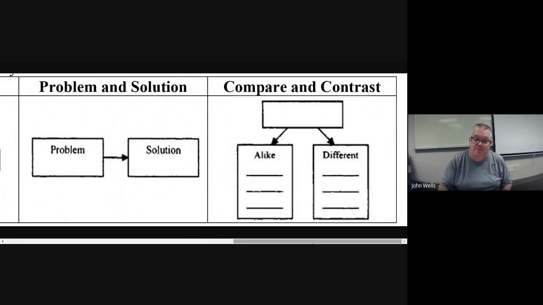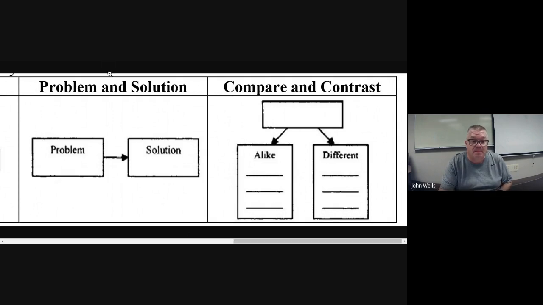And then finally is the compare and contrast. Here are two things. How are they similar? How are they different? Okay. It's pretty straightforward. One of the things that we will get into next is the analysis part of that. Here's how they're similar. Here's how they're different. Why is it significant that we see those similarities or the differences? Why is it important to note those?